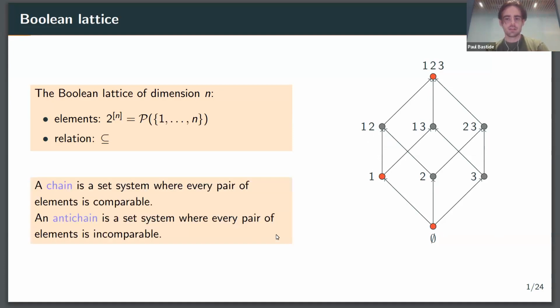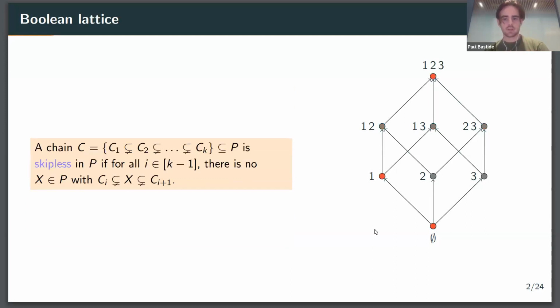Okay, perfect. Maybe some very basic definitions on posets that you probably all know. A chain in a poset is a set of elements that are pairwise comparable, and an antichain is the opposite. It's a set of elements that are pairwise incomparable.